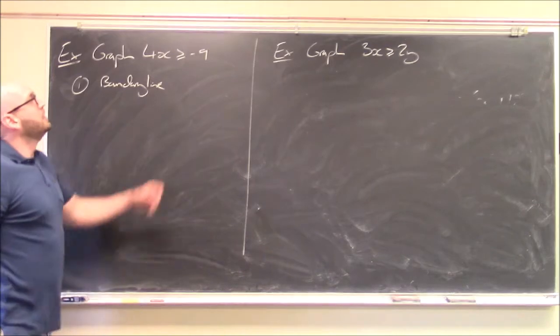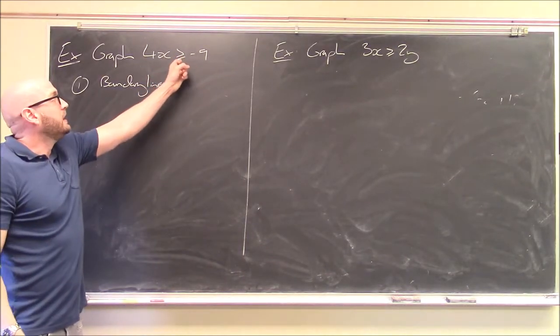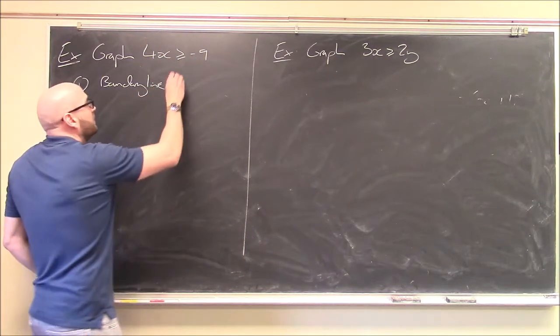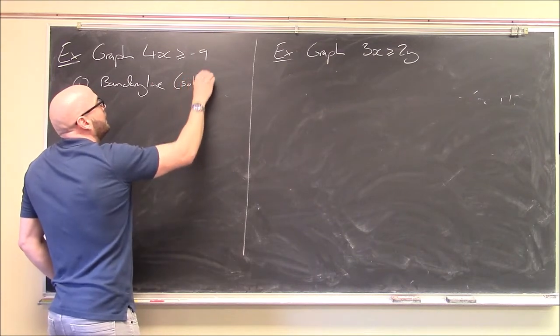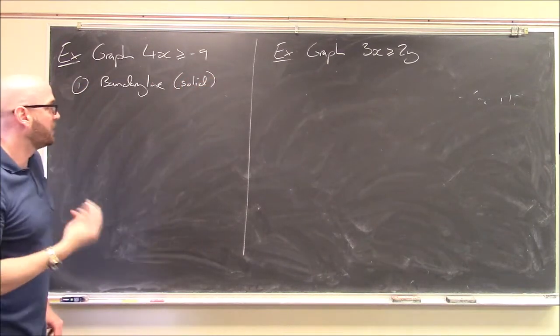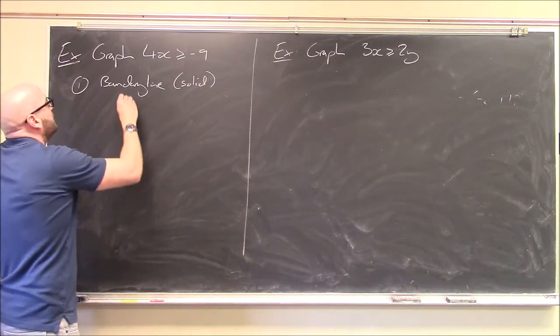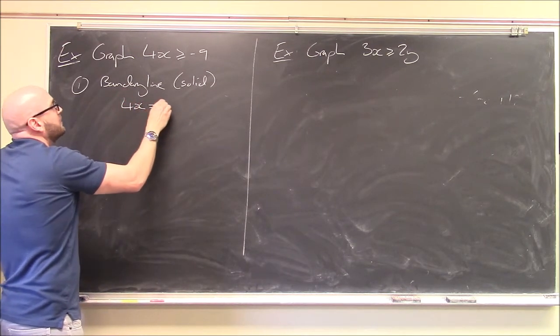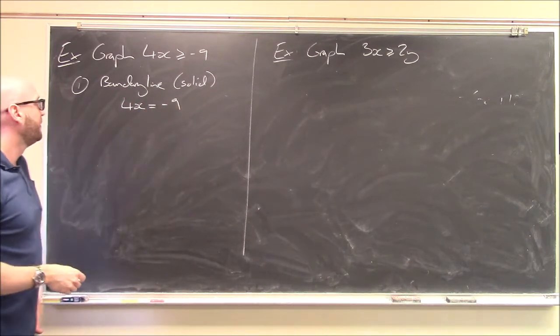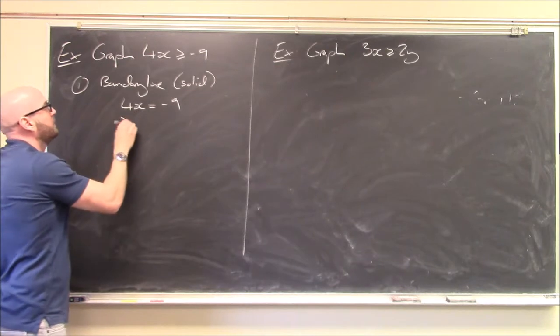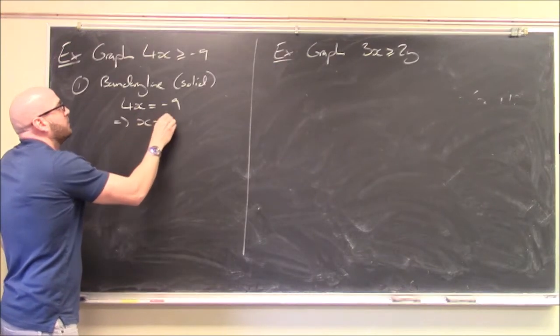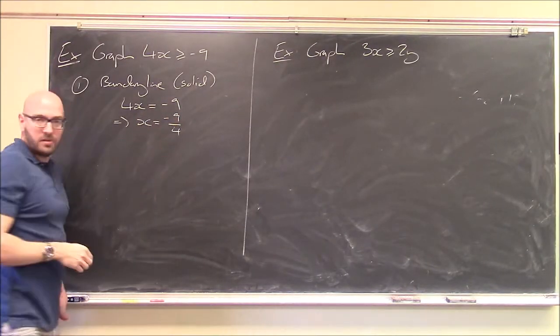Boundary line. Notice, by the way, I don't have a strict inequality here. I've got greater than or equals, so I'm going to draw this as a solid line, because it will be part of the solution set or part of the graph. And it's just 4x equals minus 9. So fairly easy to graph this. Let's just isolate x. x would be minus 9/4.